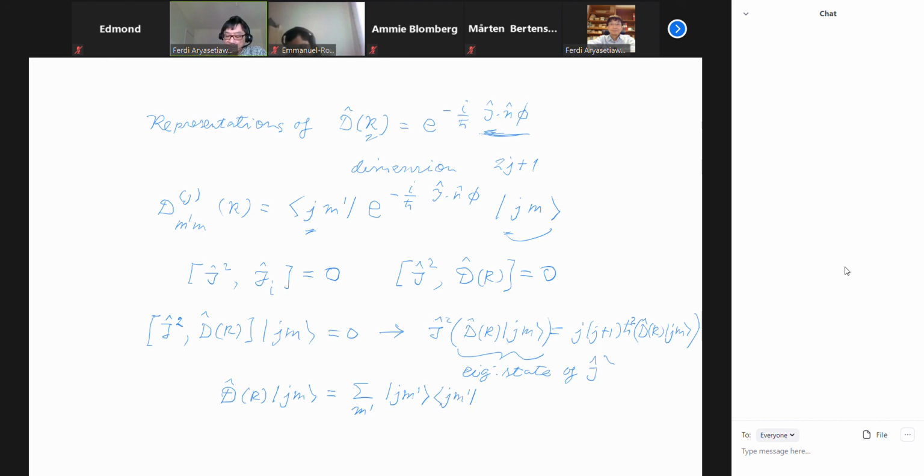So if I just introduce a complete set of states here, this state and this state must have the same j. If they are different, then it will be 0, because a state labeled by j, when rotated, will remain in that subspace, same j. So we cannot have a matrix element like this. So this will be proportional to delta j j prime. If j prime is different from j, it will be 0.